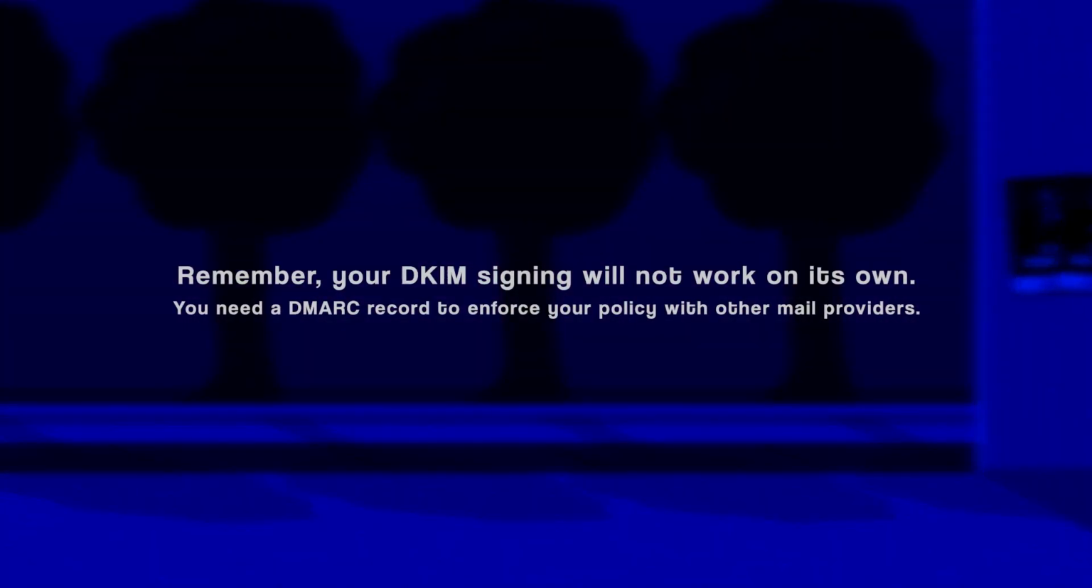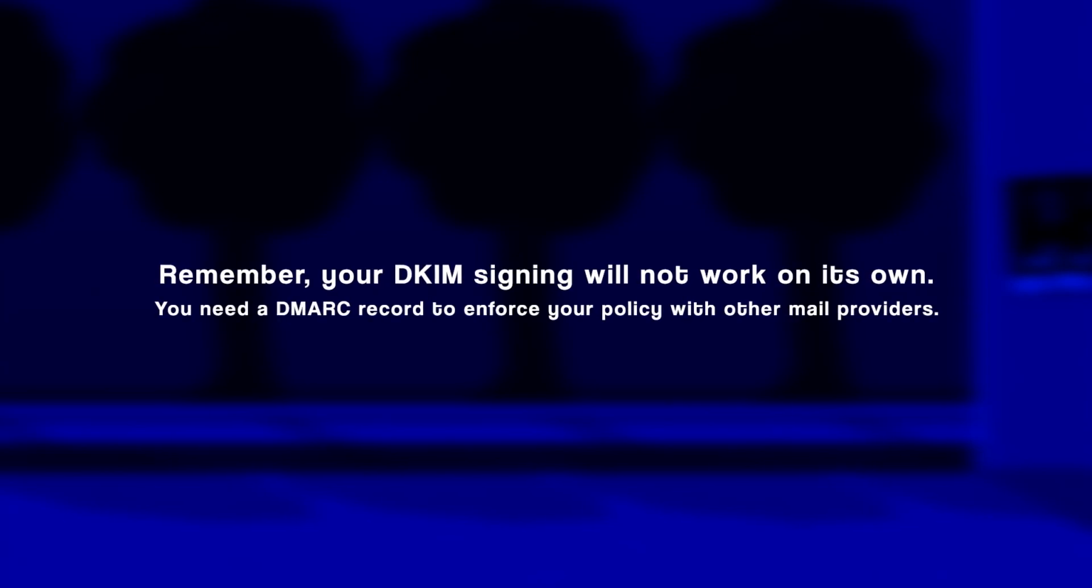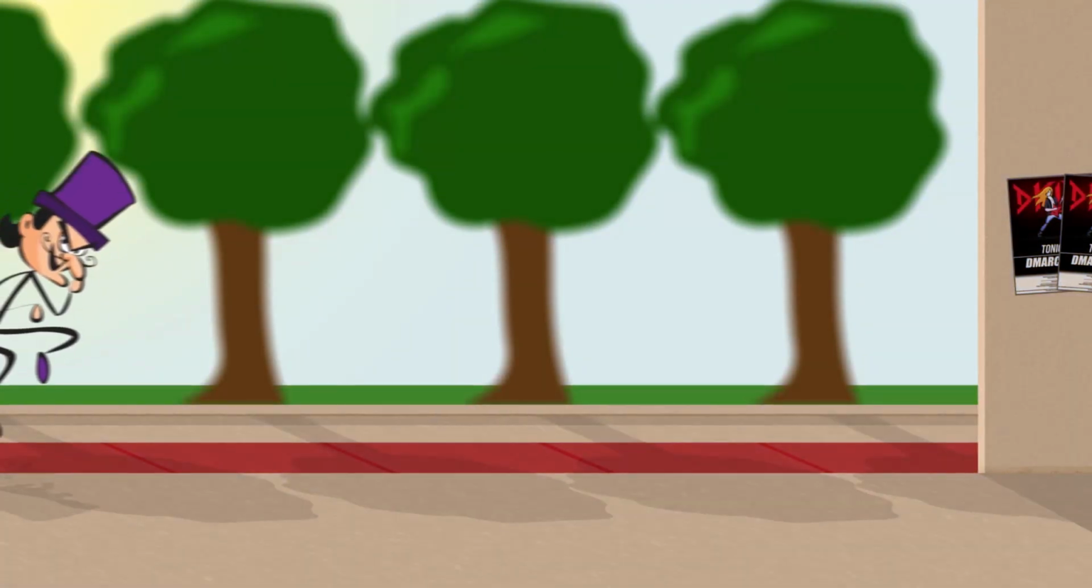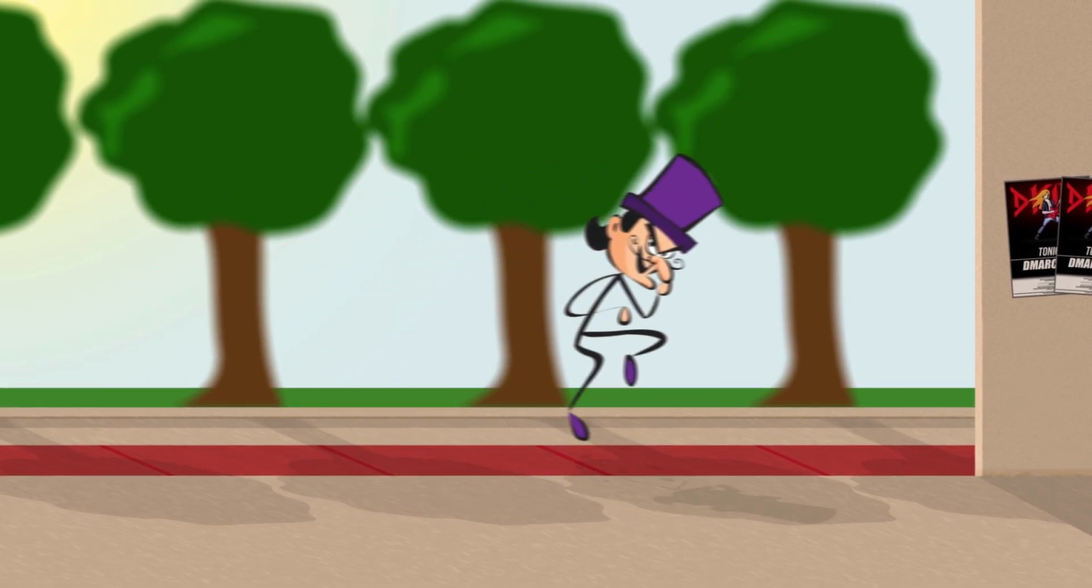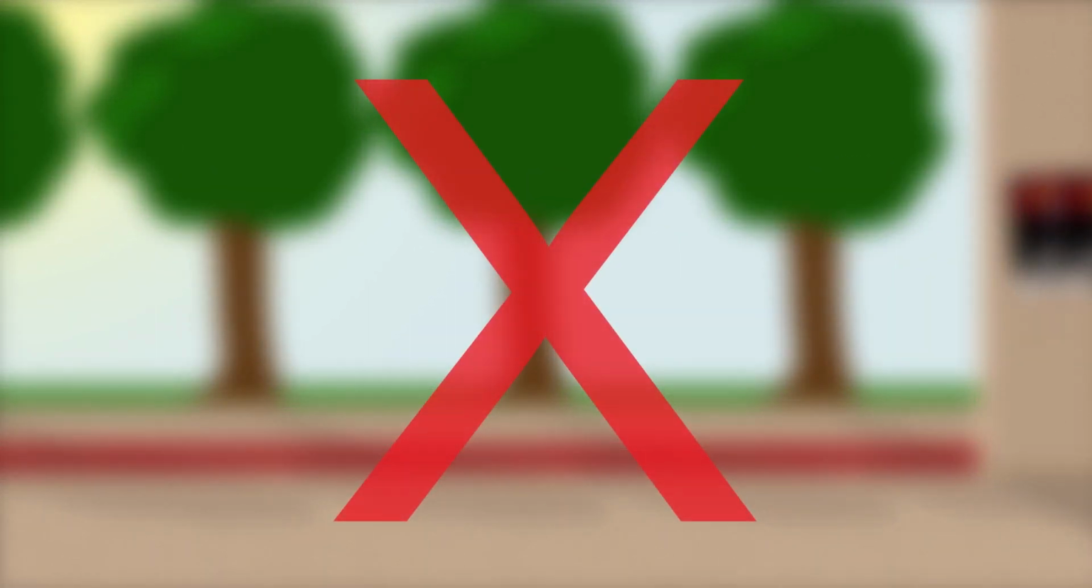Remember, your DKIM signing will not work on its own. You need a DMARC record to enforce your policy with other mail providers. If there is no security guard, your DMARC record, even people with counterfeit tickets would be able to get in to see your rock show.